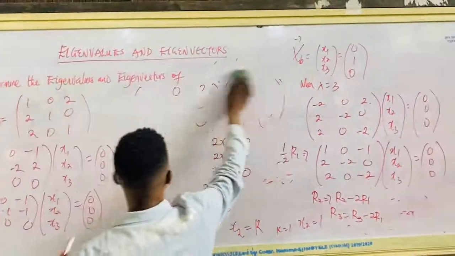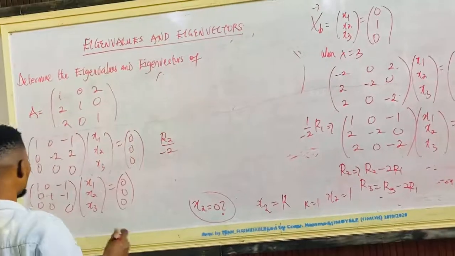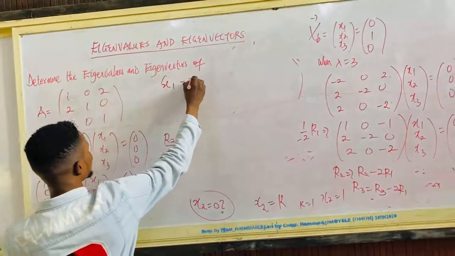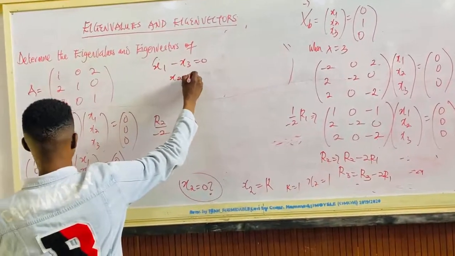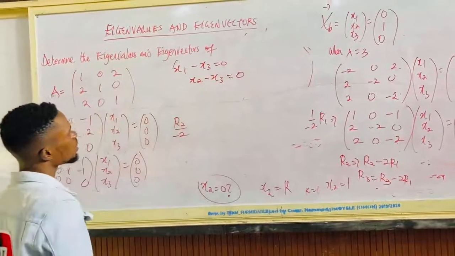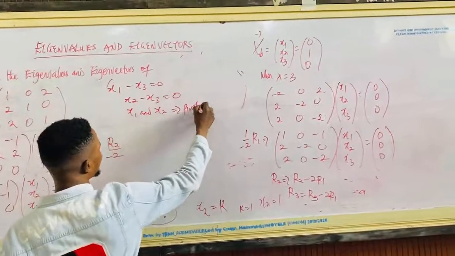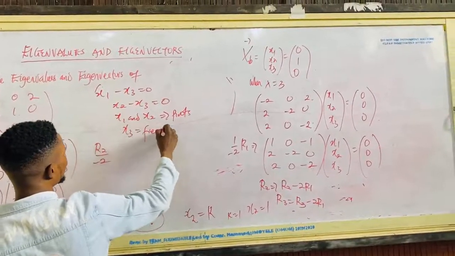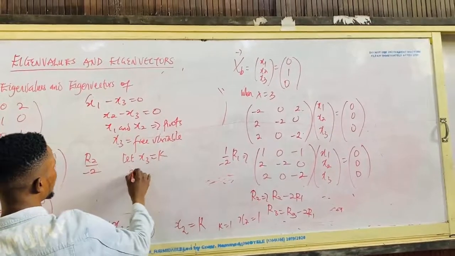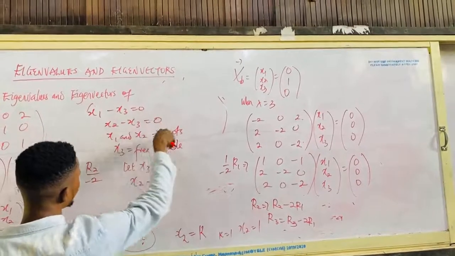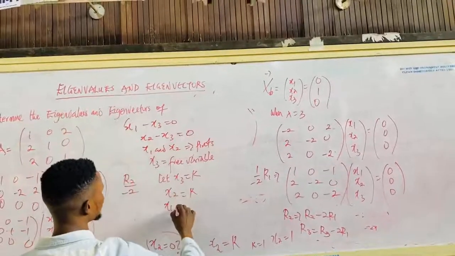So how about the x1, x2, x3? That's x1 minus x3 equal to 0, x2 minus x3 equal to 0. So x1 and x2 are the pivots. x3, that's the free variable, can take any value. Let x3 be k, so x2 becomes k. Now what about x1? x1 becomes x3 too, so x1 is also k.